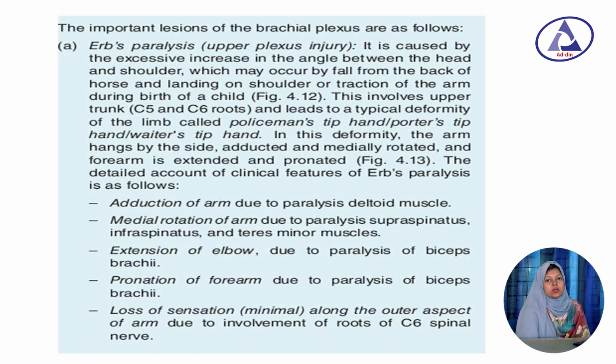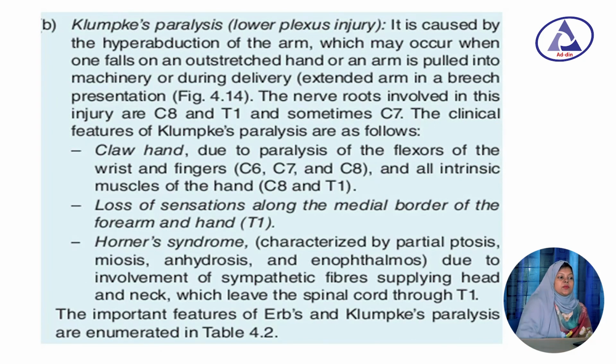Erb's paralysis occurs in the upper trunk due to birth injury or injury to the shoulder joint. And in this deformity, the hand or arm is adducted and medially rotated, forearm is extended and pronated, and this is called policeman's tip hand or porter's tip hand or waiter's tip hand. Now comes to our Klumpke's paralysis.